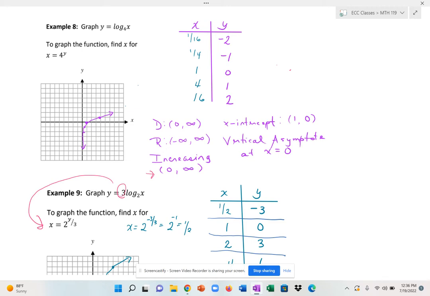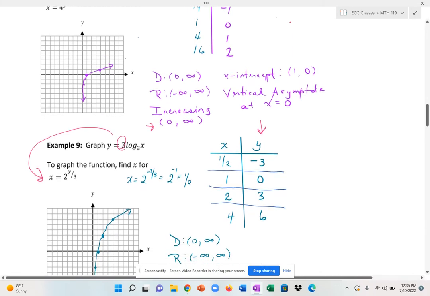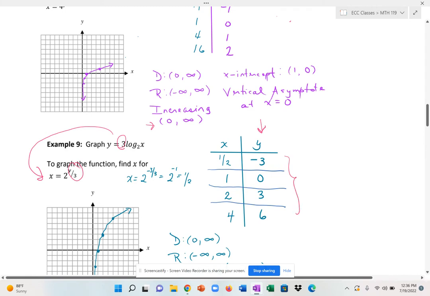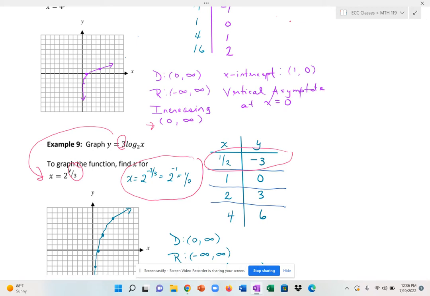Just like the last example, I'm going to pick values of y, some negative, 0, and some positive, and plug it in, and then solve for x. So I picked values that would simplify nicely with the y over 3. So I picked negative 3, 0, 3, and 6, so that I'm only dealing with integers in my exponent. So when I plug in negative 3, here's the work, I end up with 2 to the negative 1, which is a half. So that is my first coordinate, 1/2, negative 3.